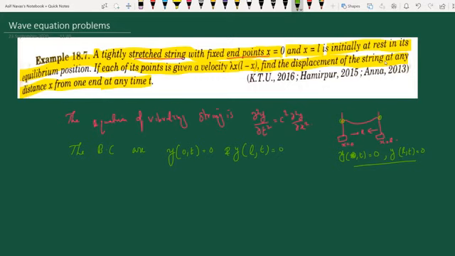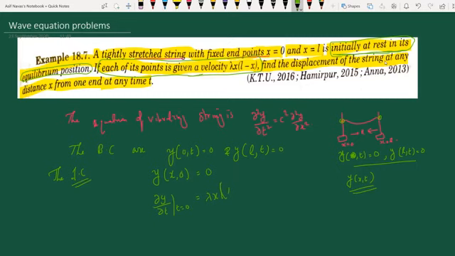Now also given, initially the string is in its equilibrium position. That means the string is in the same position, so there is no initial displacement of the string. So in the initial condition, y of x at initial time is equal to 0. And given the initial velocity, the velocity of the string is given as lambda x into L minus x. So the displacement is y of x, t. Then the initial velocity, dou y by dou t at t equal to 0, is lambda x into L minus x.